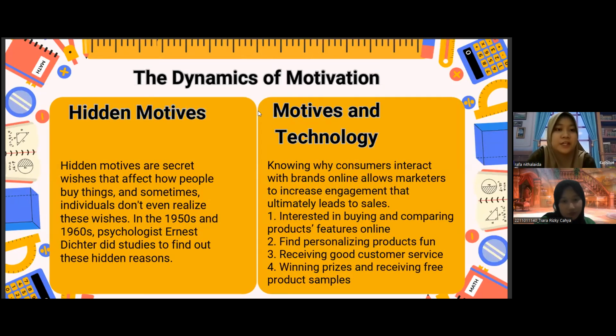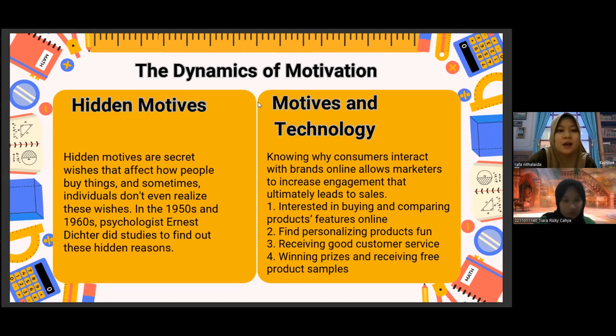The next topic in the dynamics of motivation is hidden motives. Hidden motives are secret wishes that affect how people buy things, and sometimes individuals don't even realize this wish. Psychologist Ernest Dichter did studies to find out these hidden reasons. And then motives and technology: knowing why consumers interact with brands online allows marketers to increase engagement that ultimately leads to sales. Reasons include interest in buying and comparing product features online, finding personalizing products fun, receiving good customer service, winning prizes, and receiving free product samples.